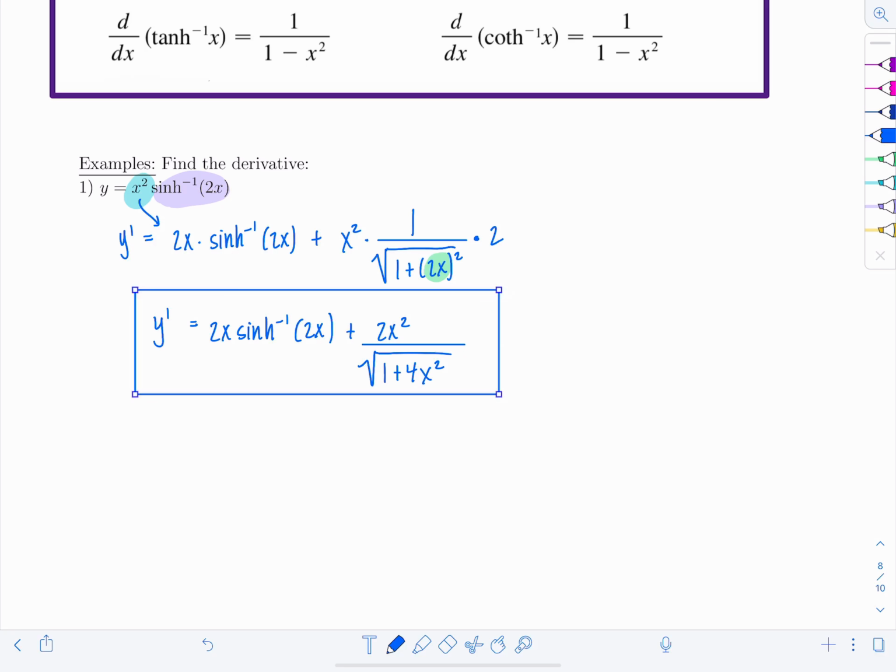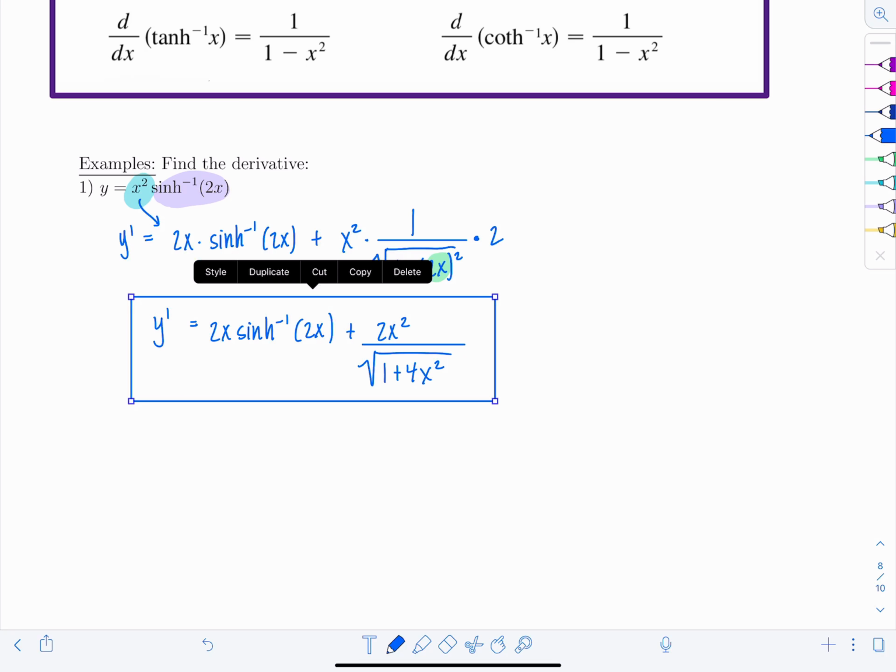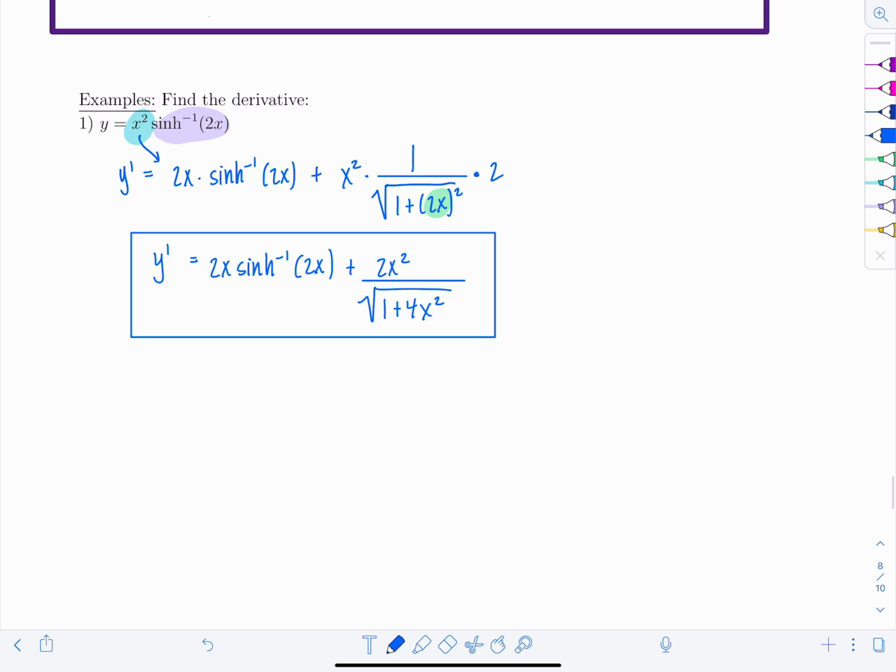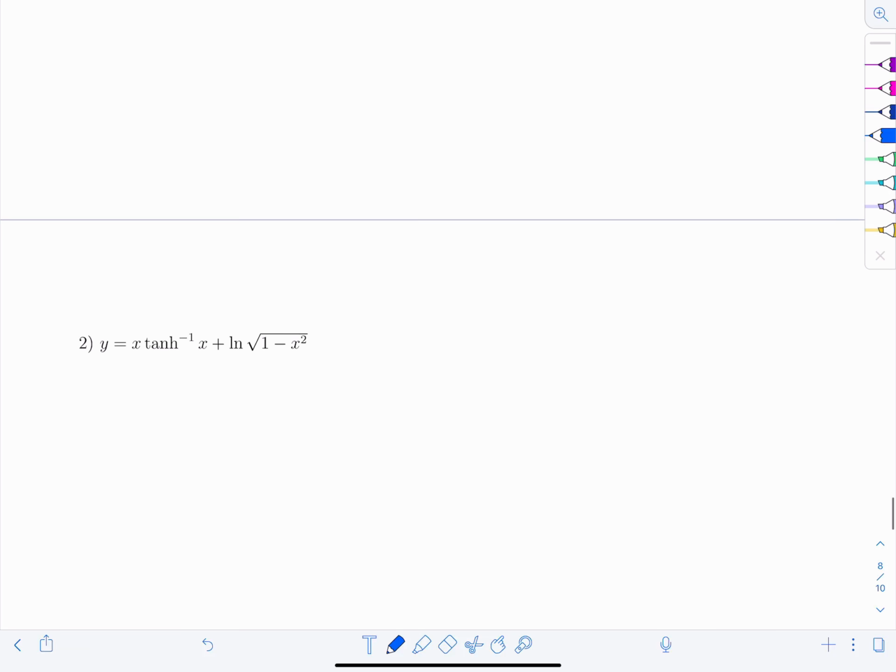Okay, so these aren't long drawn out problems. Just make sure you know how to use the definition and their derivatives if they were given to you. Okay, I got one more fun one. I promise it's really fun. You're going to love it. Y equals x tanh inverse of x plus natural log of rad 1 minus x squared.